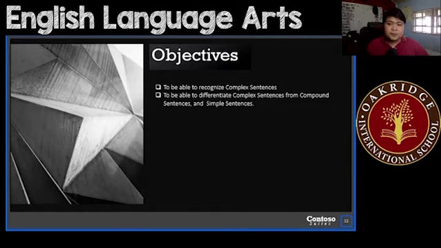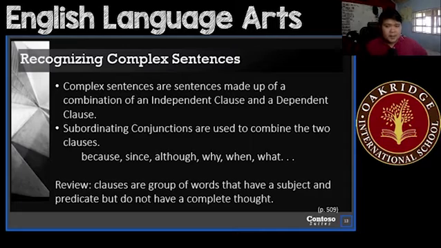We have two. We have to be able to recognize complex sentences and then to be able to differentiate complex sentences from compound sentences and simple sentences. Okay? Now, complex sentences. Let's just have a quick recap first of what we've studied so far. Again, simple sentences. These are sentences with a subject or a group of subjects connected to a predicate or a group of predicates.